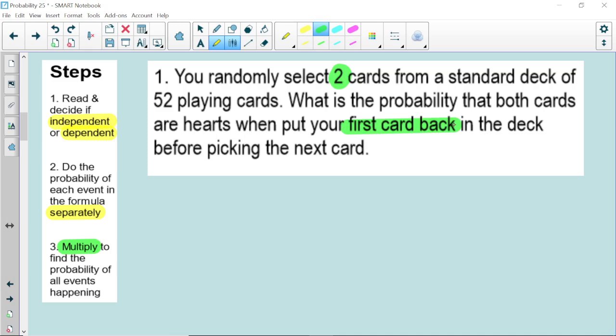So since we have 2 events here, 2 different events, we need to first decide, is it independent or is it dependent? So are we replacing it? Are we keeping it after the first event? Is that going to affect our second event? So what do we think this event is? Is it independent? Is it dependent?